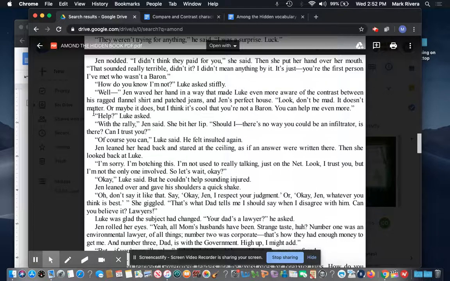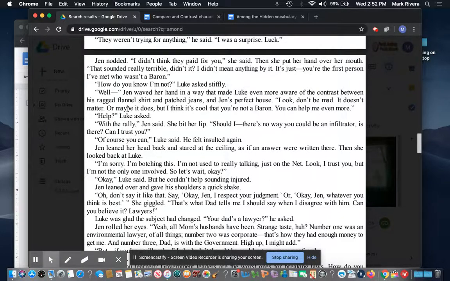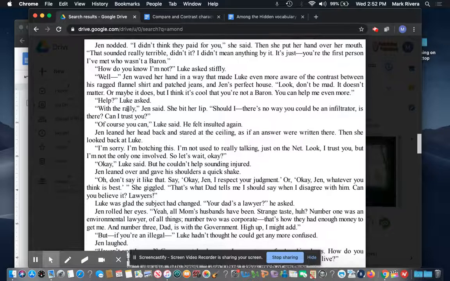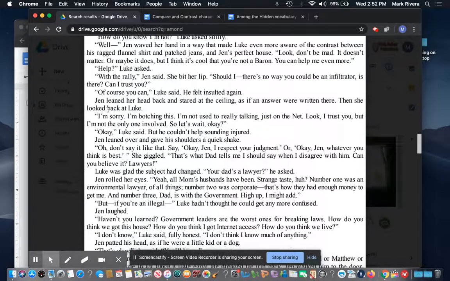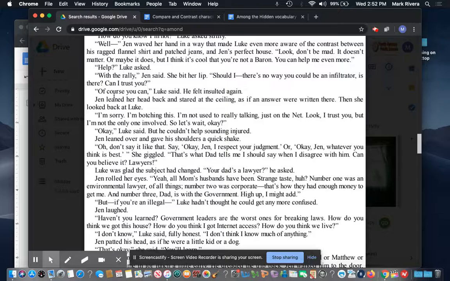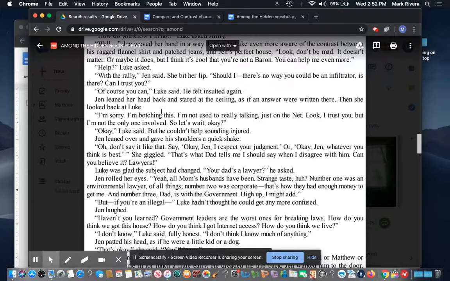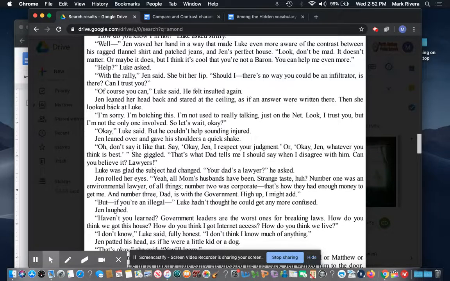How do you know I'm not? Luke asked stiffly. Well, Jen waved her hand in a way that made Luke even more aware of the contrast between his ragged flannel shirt and patched jeans and Jen's perfect house. Look, don't be mad. It doesn't matter. Or maybe it does, but I think it's cool that you're not a baron. You can help me even more. Help? Luke asked. With the rally, Jen said. She bit her lip. Should I? There's no way you can be an infiltrator, is there? Can I trust you? Of course you can, Luke said.